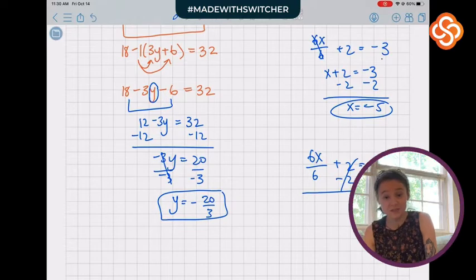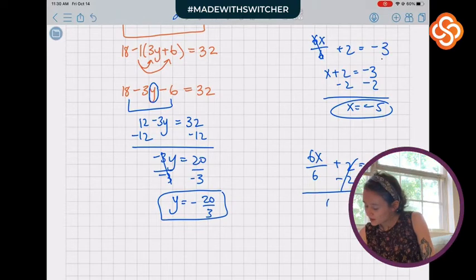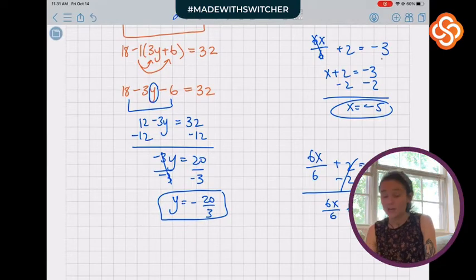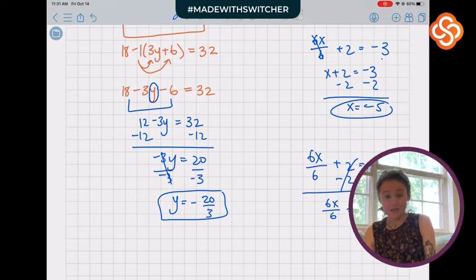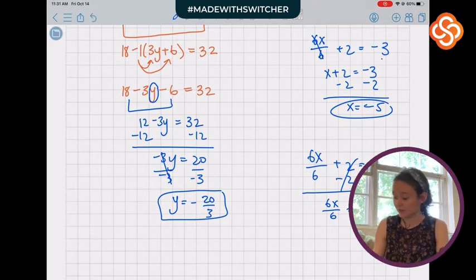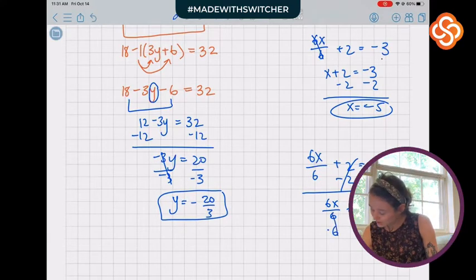Well, get rid of that +2 by doing a negative. 6x divided by 6 is equal to -5. Now I'm going to multiply by 6, because that is how I can detach that 6. So I'm going to multiply by 6 to cancel.